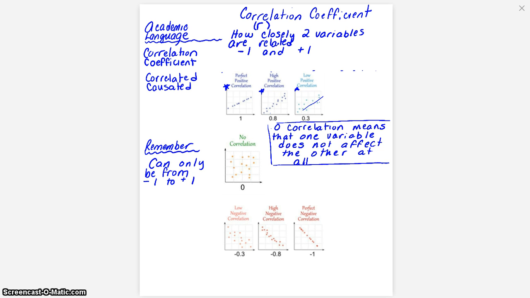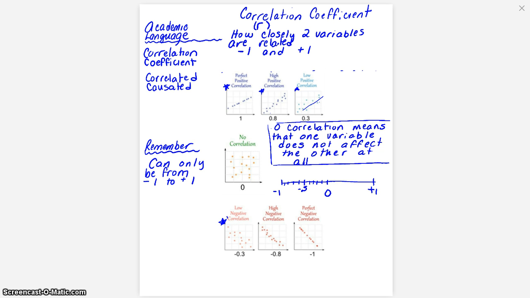Every time one variable is going up, every time x goes up, the y value also goes up. So skip down to the bottom, and you have low negative correlation, which was negative 0.3. Okay, negative 0.3 is closer to 0 than it is to negative 1. Like, if you think about a number line, and here's positive 1, and here's negative 1, and here's 0, and here's negative half, negative 0.5.